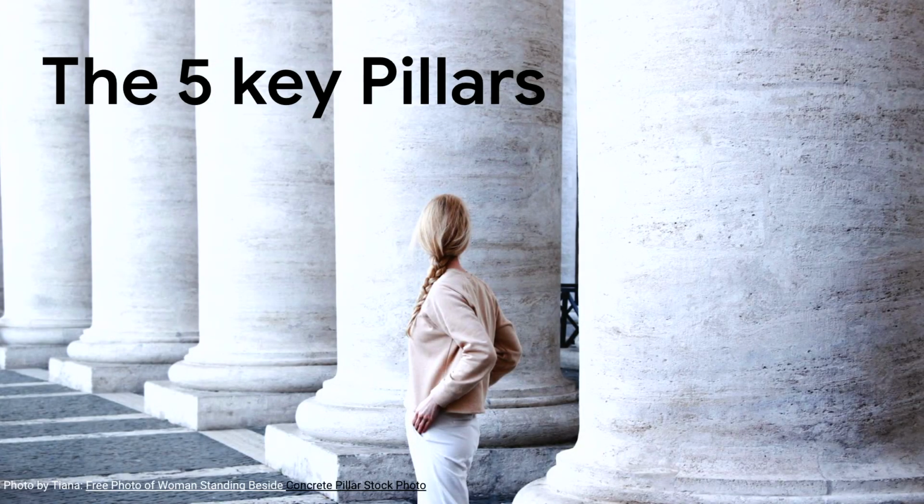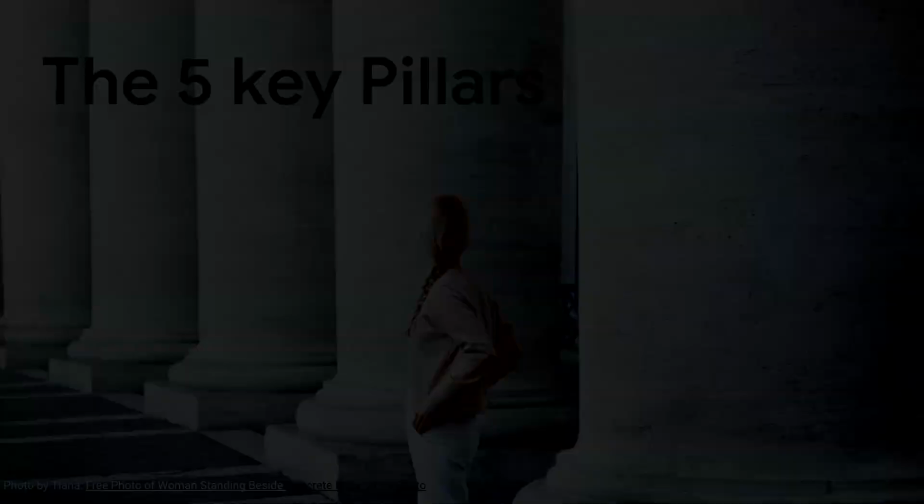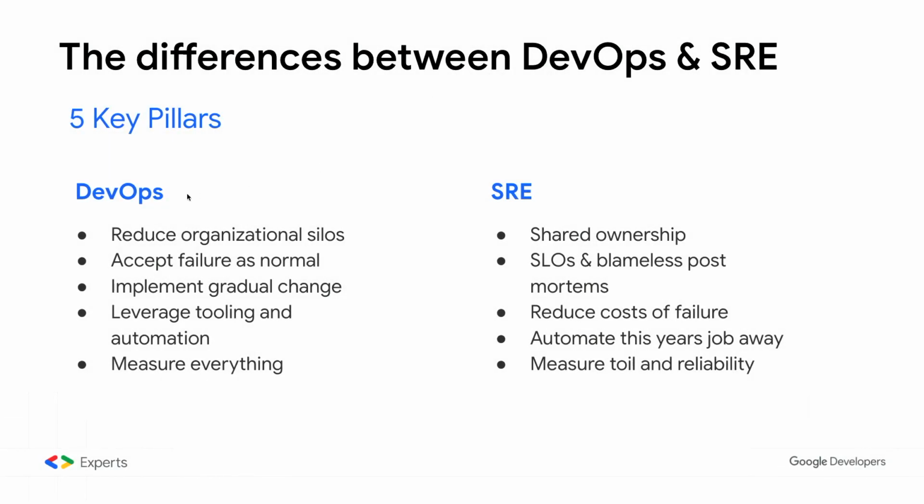So let's have a look at the 5 key pillars of DevOps and SRE. On the DevOps side, we have reducing organizational silos, which means if you're working in a large organization, you might have the developers sitting on one side of the office, and you might have the operators sitting on the other side. Or they might have split repos, or they might not talk to each other that much. Breaking that down and having more collaboration between the teams eases that tension, and it makes it easier to push out new applications that are more reliable.